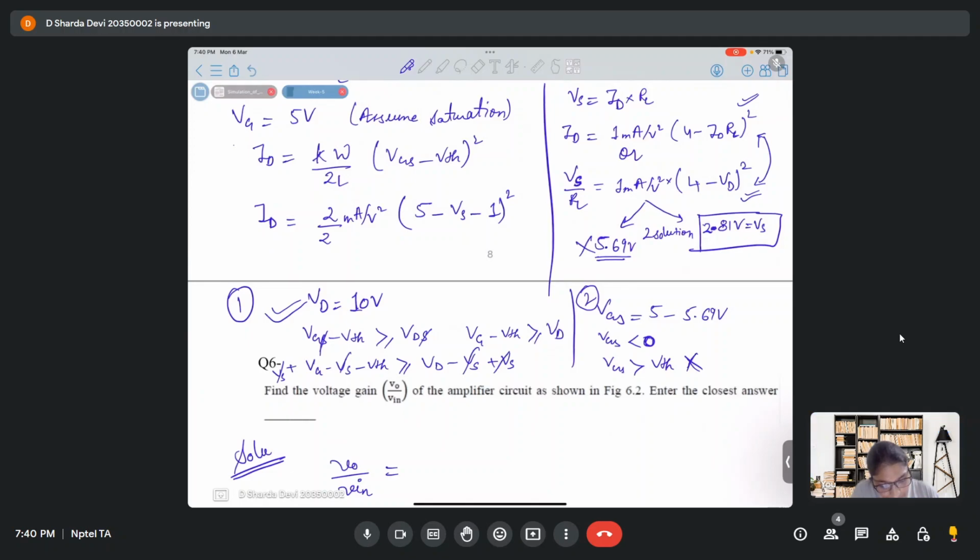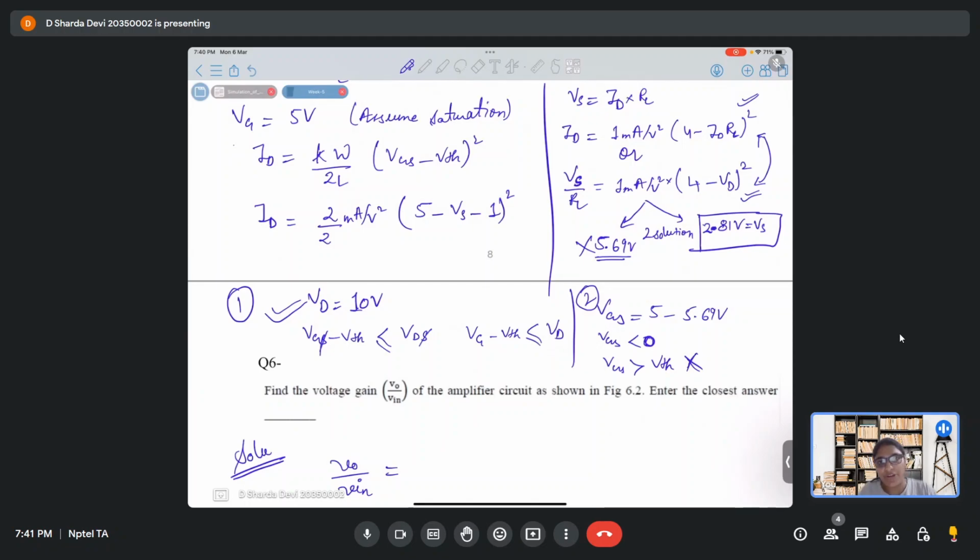Actually, maybe I am remembering wrong, but VDS should be greater than VGS minus VTH, right? Oh, sorry, the sign got inverted. Yeah, the sign got inverted. For saturation, VDS should be greater than. Yes, the sign was inverted.